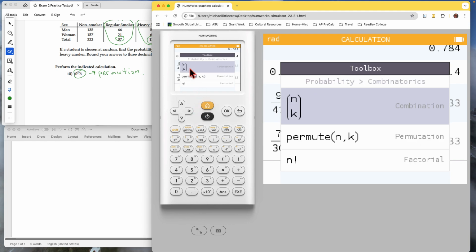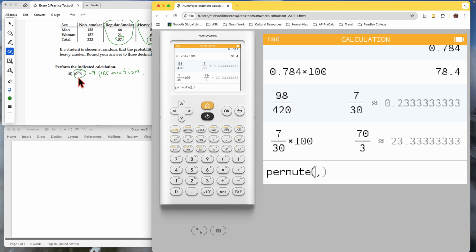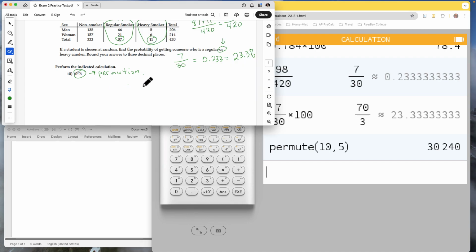Okay, this is for the combination, so had it been 10C5, that's the one we would use, but the permutation is with the P. We use this tool. We put in the 10 first. We've got 10 items, and we're going to choose 5 of them, and the order is important. There are 30,240 ways to arrange these 5 items that we chose out of 10. 30,240, and that's our answer.